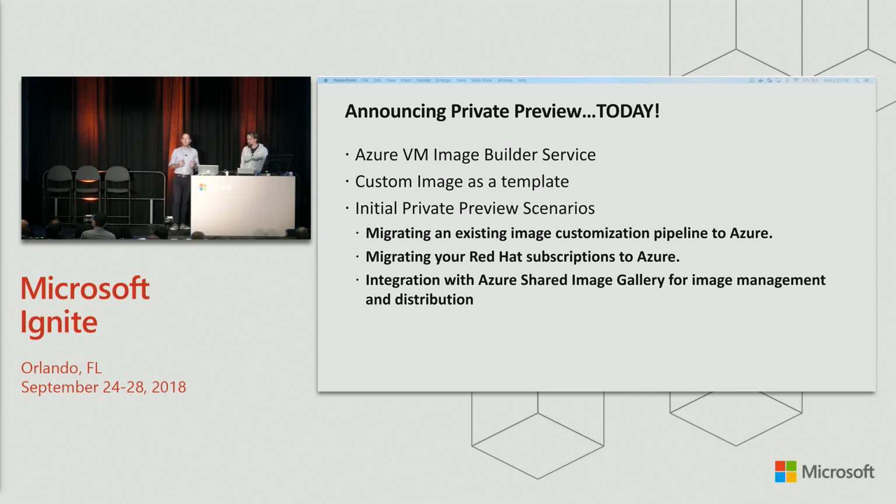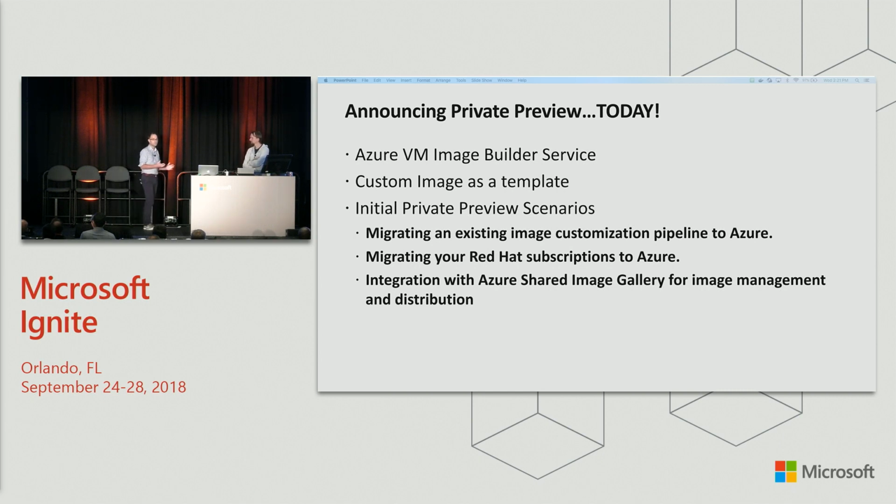For private preview, we're targeting these scenarios. The ability to migrate your existing image customization pipeline to Azure. Second, migrating your Red Hat subscriptions to Azure. So the Image Builder service will allow you to ingest a Red Hat ISO and produce a bootable Azure VHD at the end of it. And then image management right at the end of it.